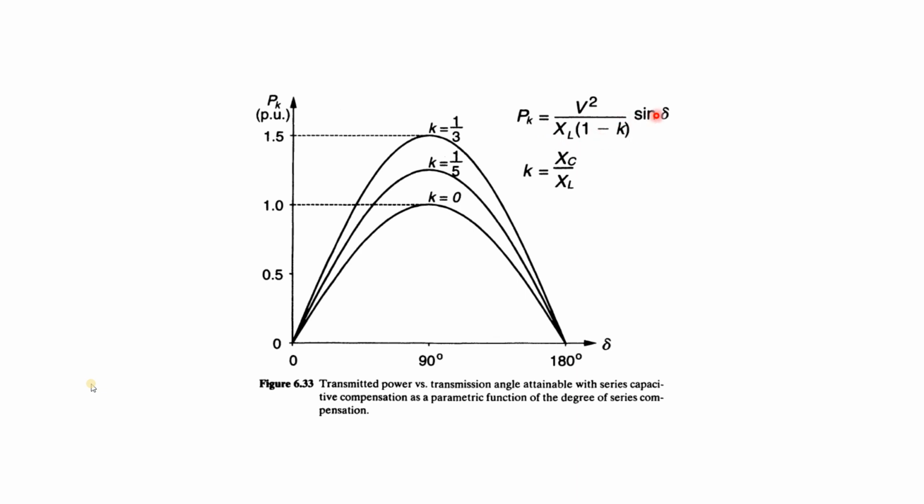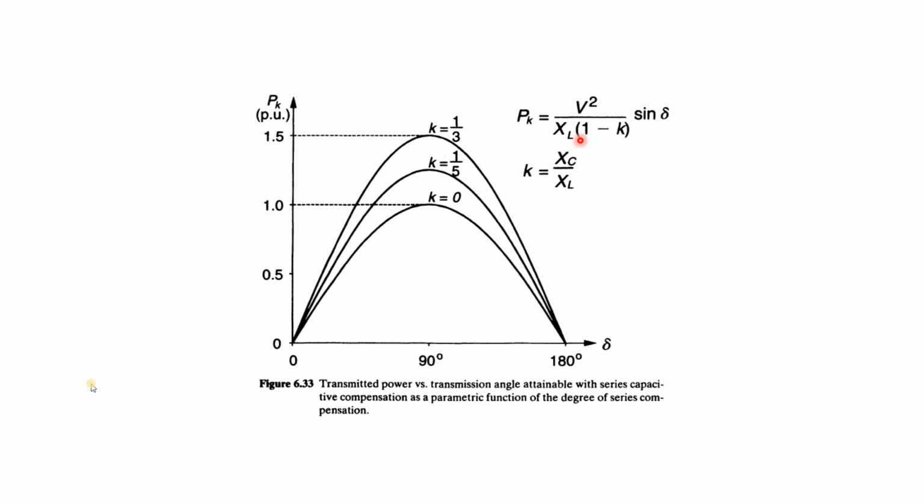So the result will be V square by XL into 1 minus 0.2, so V square by XL into 0.8. So obviously the power will increase. Now if the value of K is reduced to 1 by 3, that is 0.33.